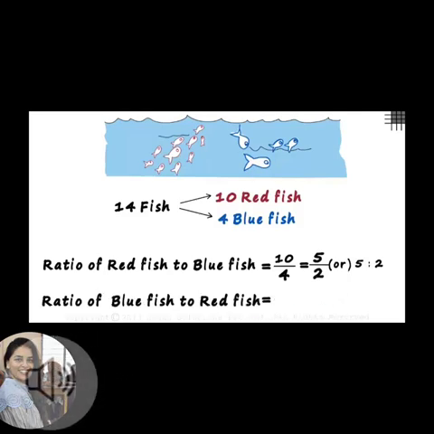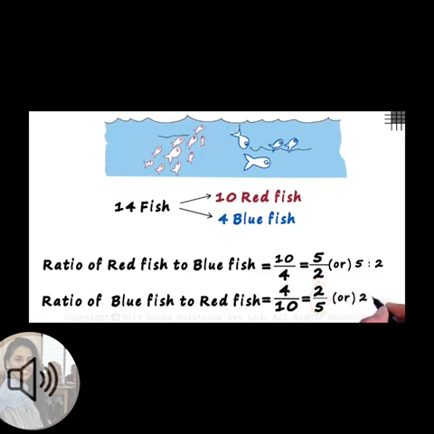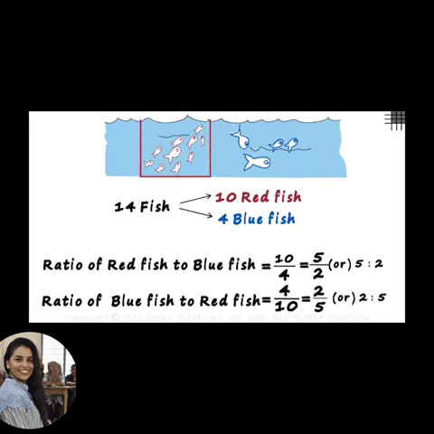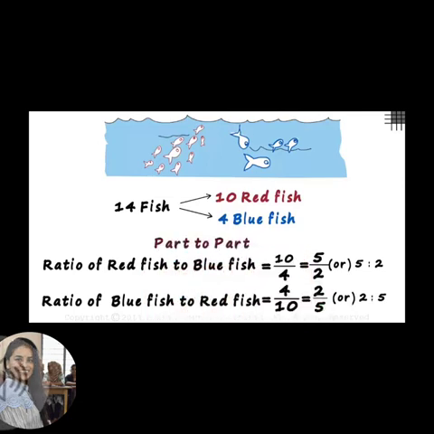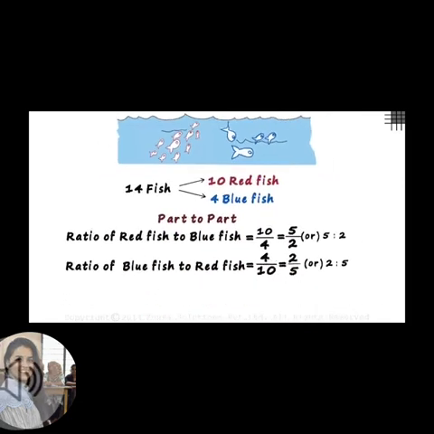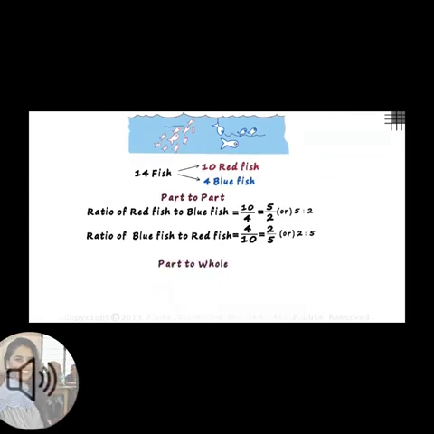What is the ratio of blue fish to red fish? That is equal to 4 by 10, that is 2 by 5 or 2 is to 5. Look at the ratio carefully. We are comparing a part to a part. Such kind of ratio is called part to part ratio. Then what is the other kind of ratio? It is called part to whole ratio.